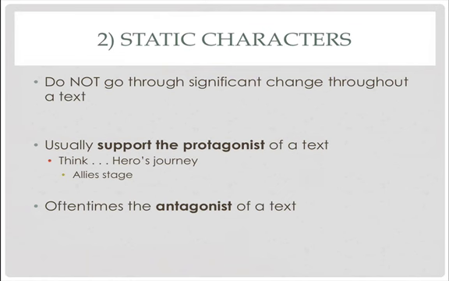Another important character for us to look at is the idea of a static character, and this is a character who does not go through significant change throughout a text. Oftentimes, these static characters help support the protagonist. So again, thinking about the hero's journey, think about the allies stage. The hero or the protagonist is not going to go on this journey alone. Usually he or she is going to have little helpers along the way. And while the protagonist will probably become a dynamic character, those allies or helpers don't really change. Their only job in the text is to push another character further along that journey. So they themselves tend not to change all that much.